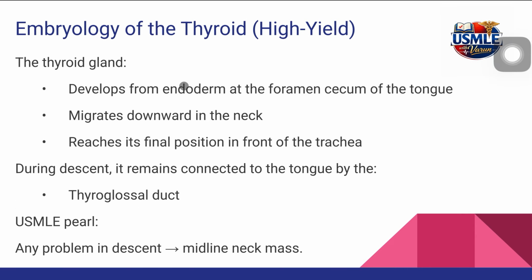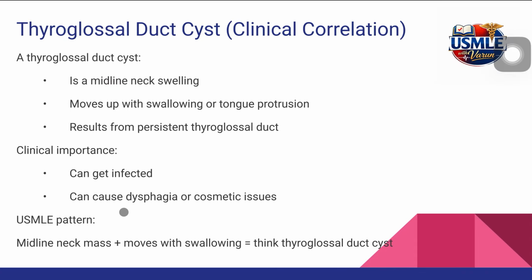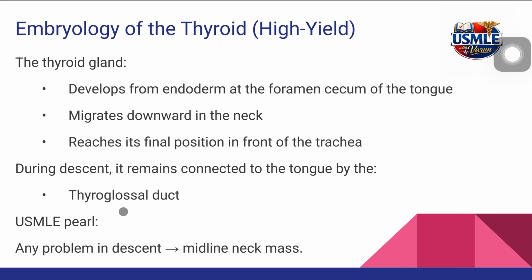The thyroid develops from the endoderm at the foramen cecum of the tongue and migrates down into the neck. During its descent, it remains connected to the thyroglossal duct. Any problem in this descent can leave remnants behind, and this can present with a midline neck mass.